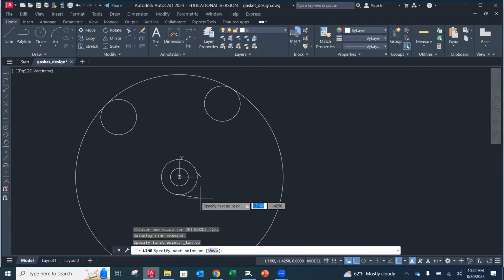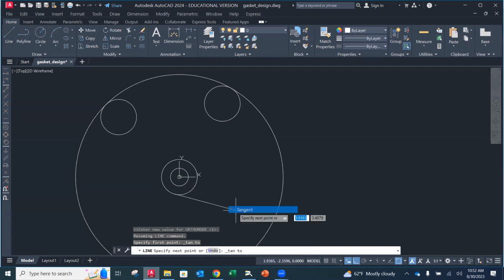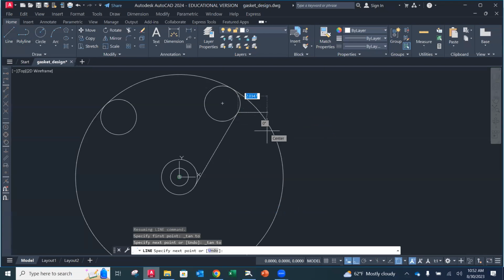And now it doesn't really know where it's going to start yet because it needs to know the finish to know where it's tangent back to. So we're going to again do tangent, shift right mouse button, tangent, and go up here to the outside. There it is. And now it's anchored both sides. All right, so that's in.